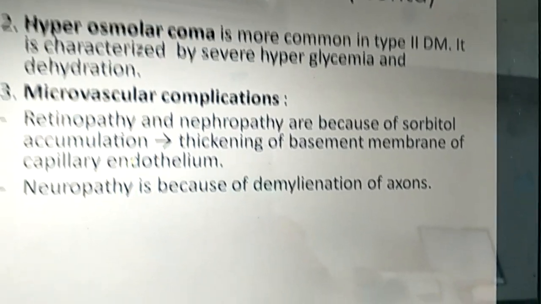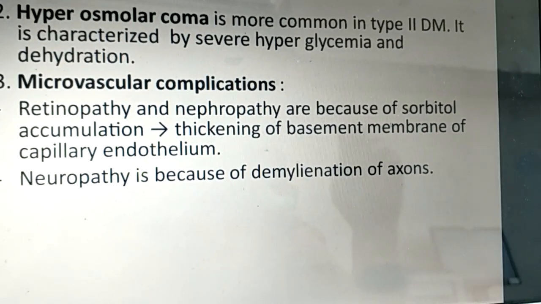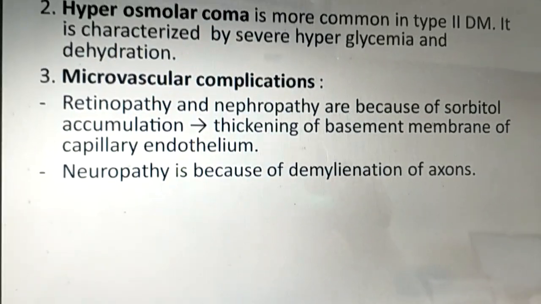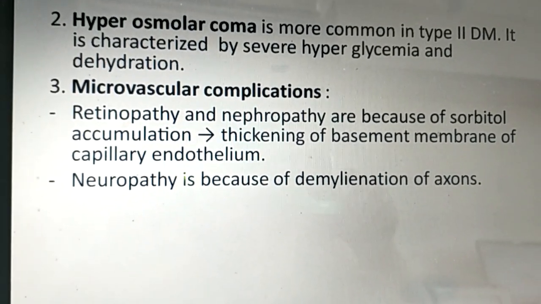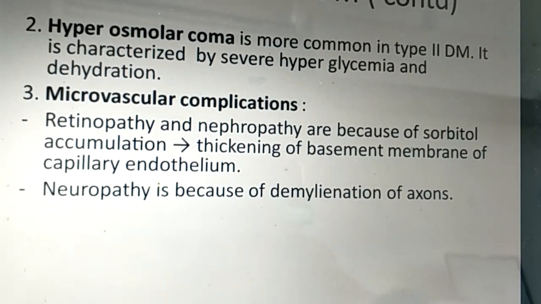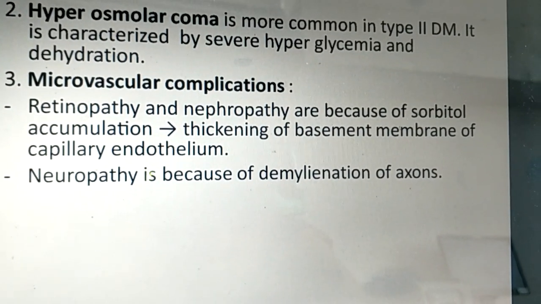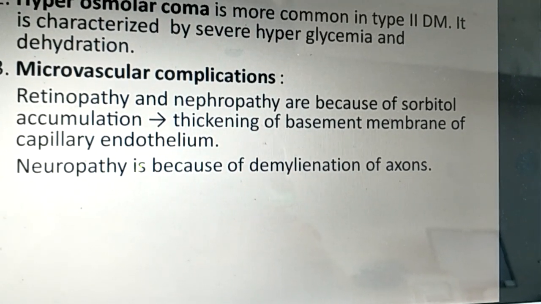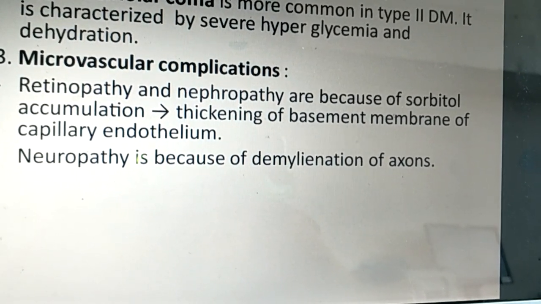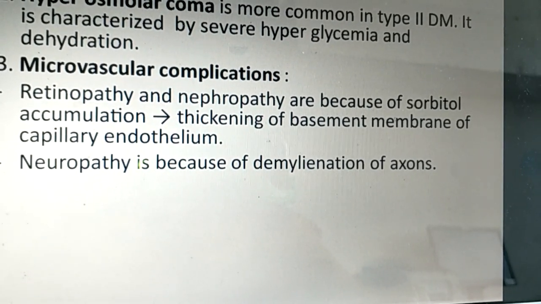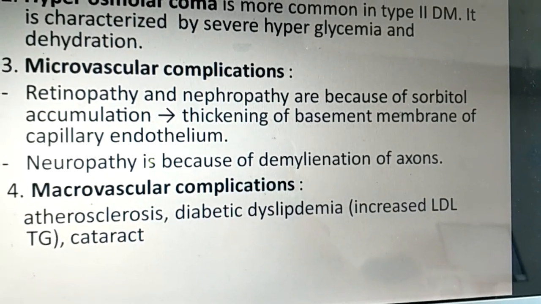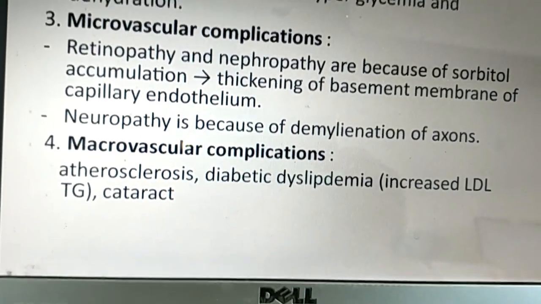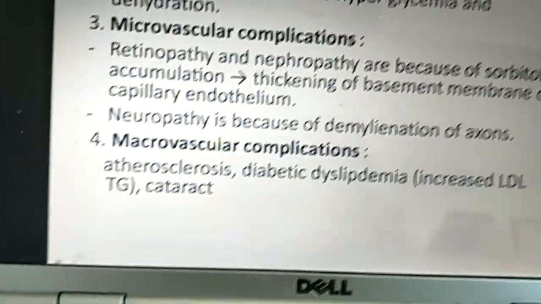The pathogenesis of the microvascular complications will be discussed by pathology and medicine people, but for the sake of completeness, the important complications of diabetes are retinopathy and nephropathy due to sorbitol accumulation, thickening of the basement membrane of the capillary endothelium, and neuropathy due to demyelination of the axons. Macrovascular complications include dyslipidemias, cataract, atherosclerosis, etc.